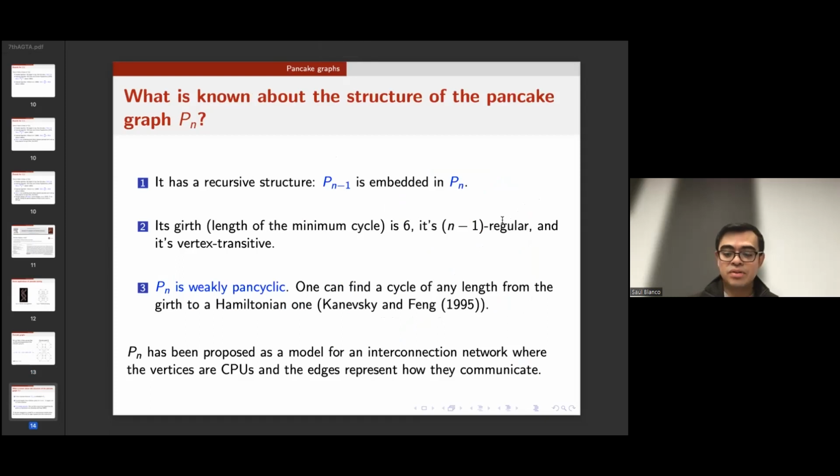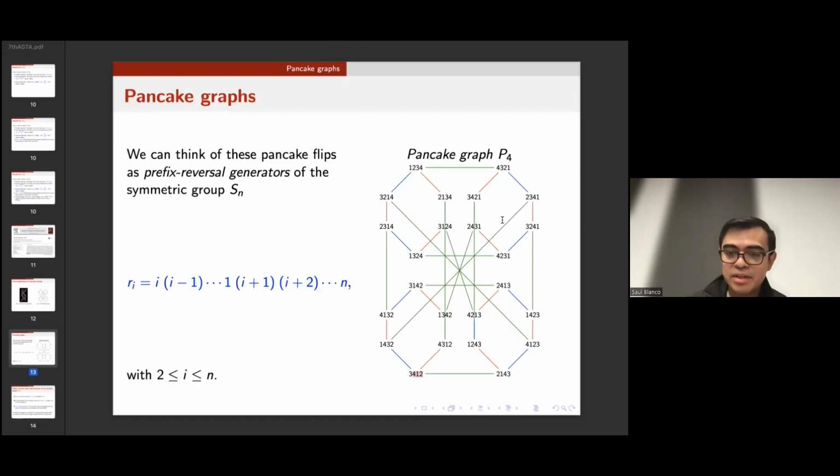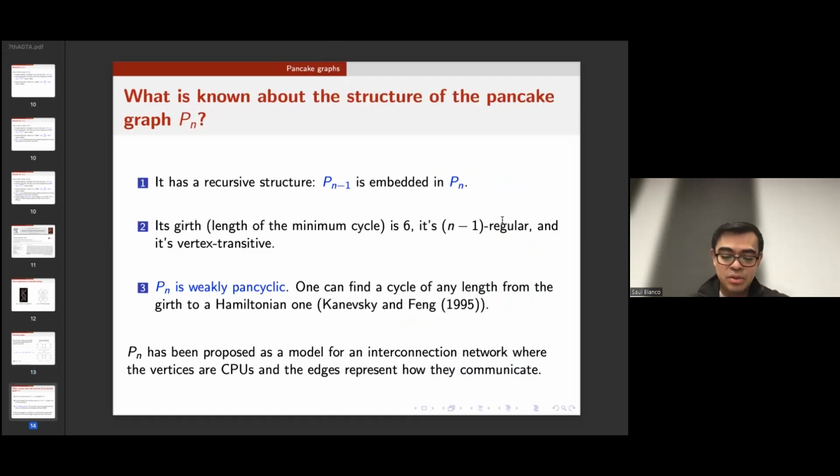So what is known? This graph has a lot of symmetry, a great deal of symmetry and other beautiful structural properties. So they're very interesting in their own right. I'll describe some of these properties now. This one is perhaps the most important, and it is what allows you to do a lot of the proofs. It's this recursive structure where the previous case is embedded in P_n, for example. So if you have n-1 pancakes, that graph will be embedded in P_n.